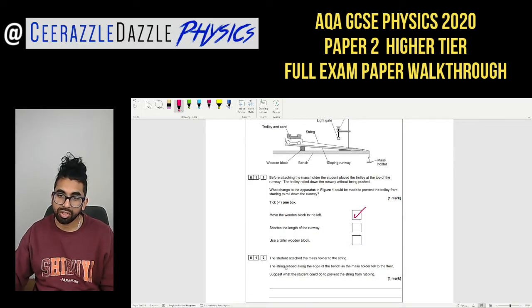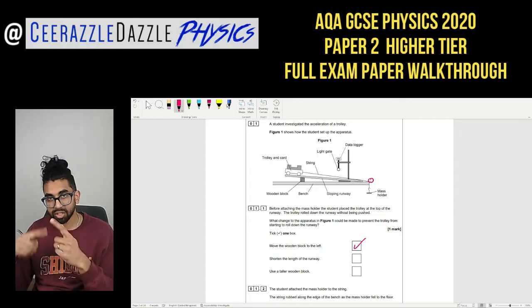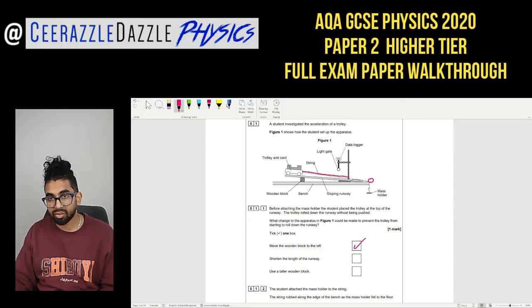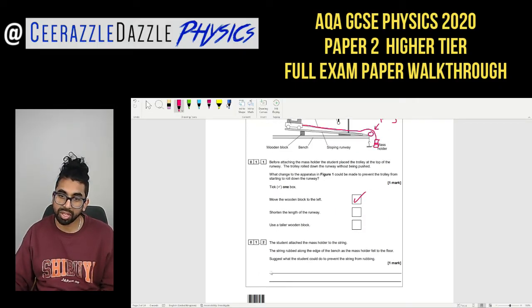Okay, next one, 1.2. The student attached the mass holder to the string. The string rubbed against the edge of the bench as the mass holder fell to the floor. What could the student do to prevent the string from rubbing? What they could do is add a little pulley, like a little wheel, and the string can now rest on top of the pulley and then fall down over here. This pulley will enable it to spin, and therefore there's less friction, less contact. So the answer is: use a pulley.